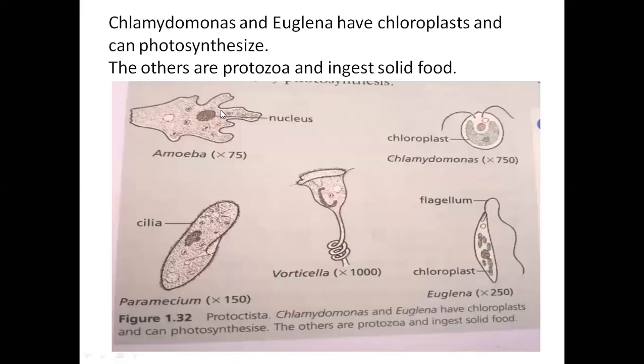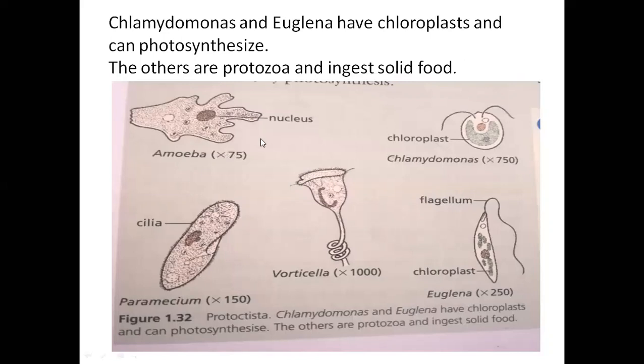So which organisms come in this kingdom? Let's have a look. I have a picture attached here. Here is amoeba, then we have chlamydomonas. Amoeba moves with the help of pseudopodia, which are also called false feet. Chlamydomonas and euglena move by flagella, and paramecium has cilia and moves with the help of cilia. Okay, these are some of the organisms.